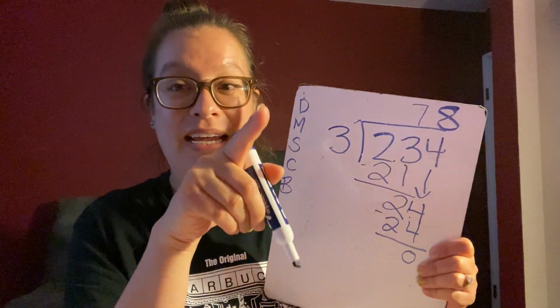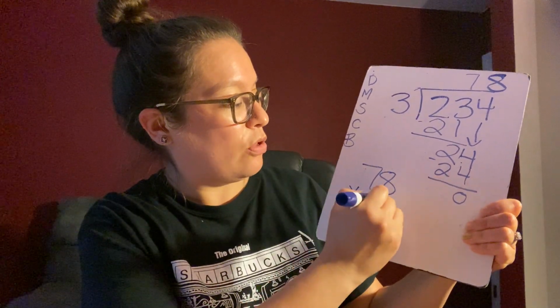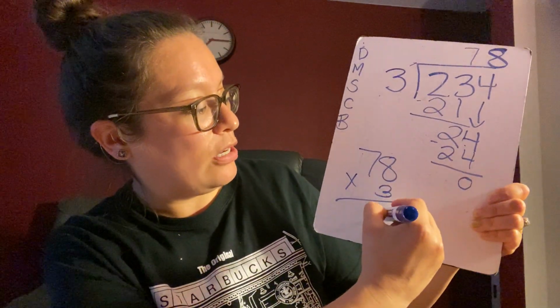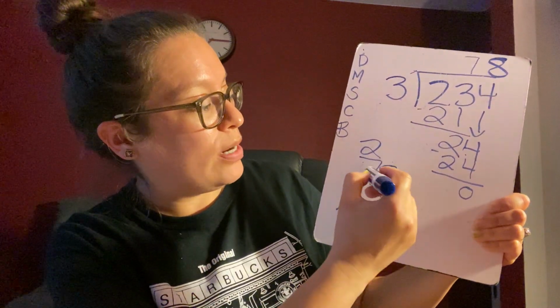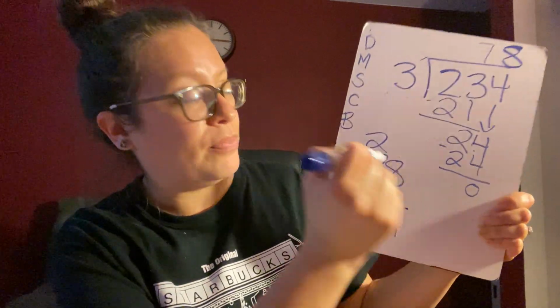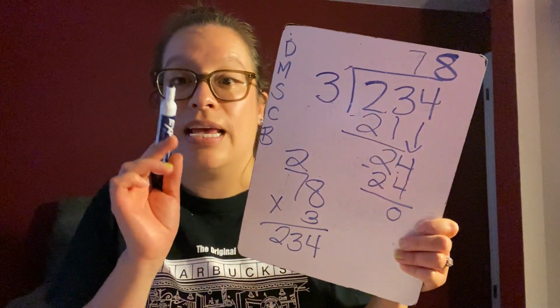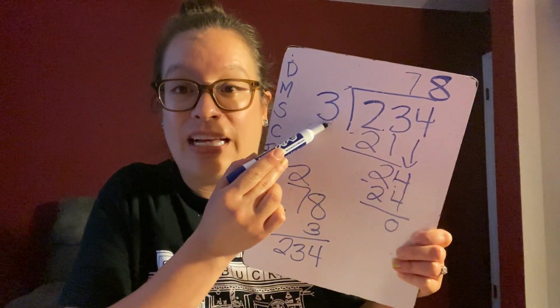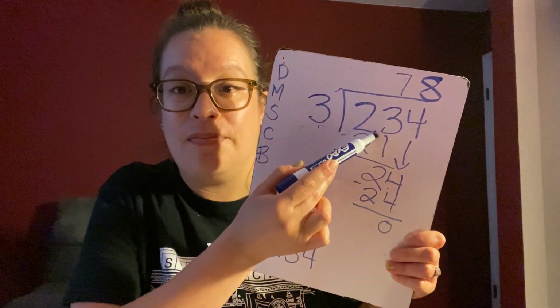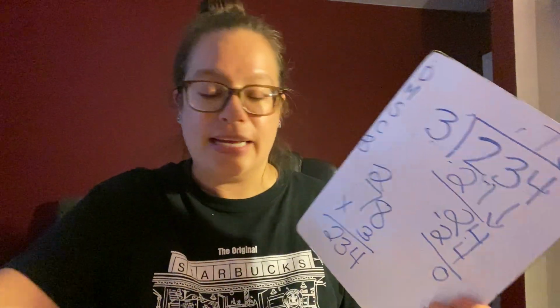Done. Just did it. But again, we need to double check, right? So 78 times 3. 3 times 8 is 24. Carry the 2. 3 times 7 is 21. Plus 2 is 23. Does it match? Yes. So I got my answer correct. Again, what is this one called? Divisor. This one is the dividend. And what's the answer? Quotient. Excellent. Okay, let's do a couple more before you practice, okay?